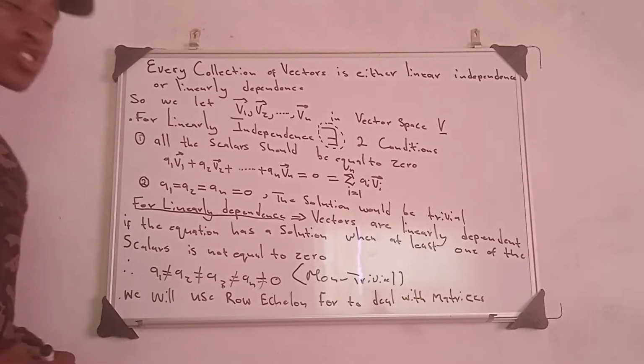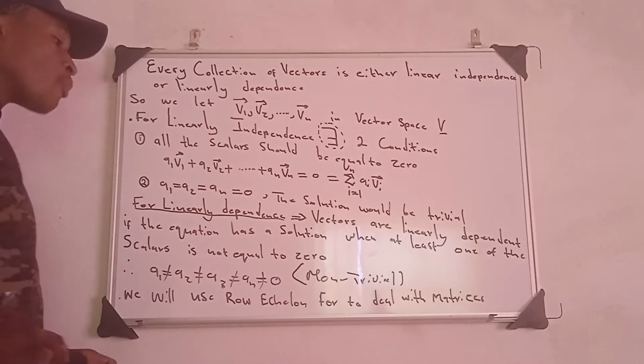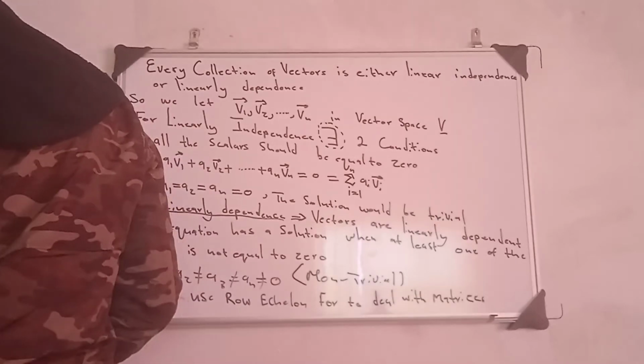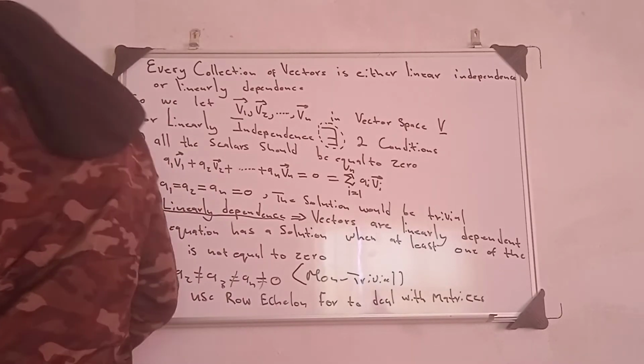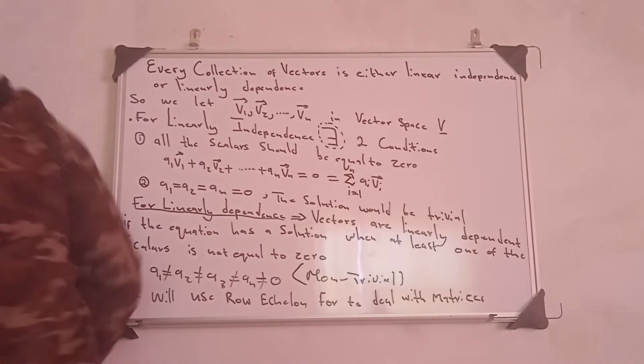We will also use row echelon form to compute those matrices in order to test for linear independence and linear dependence. Right now, we can just take an example.